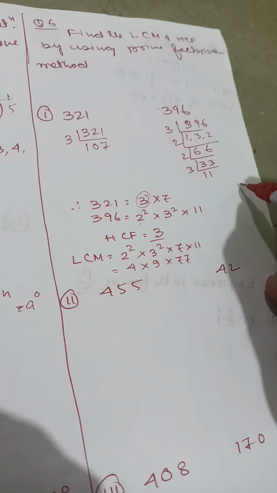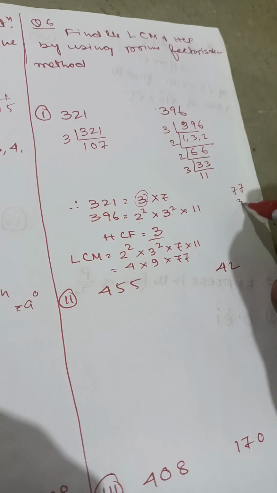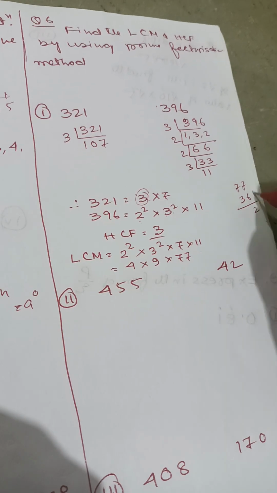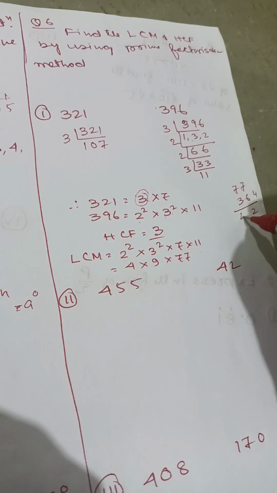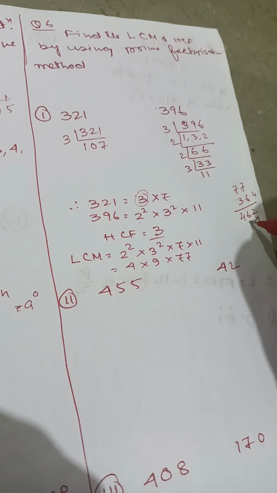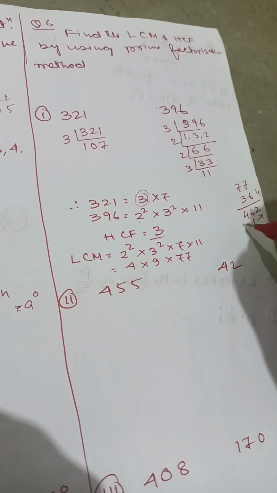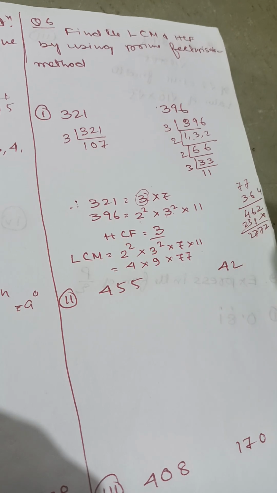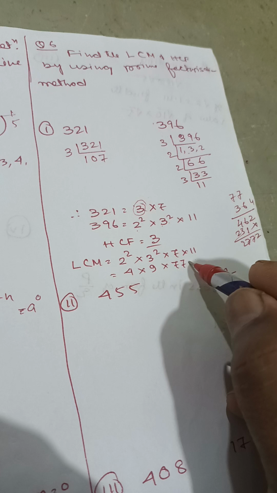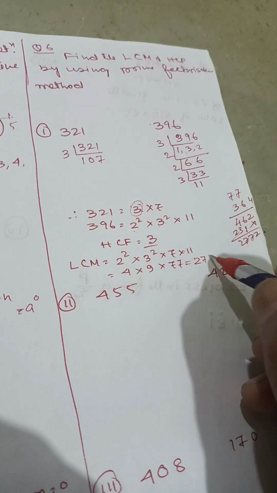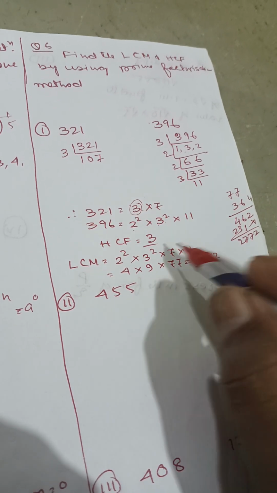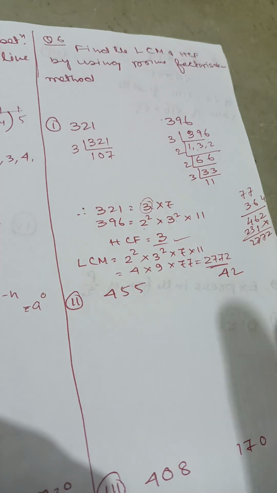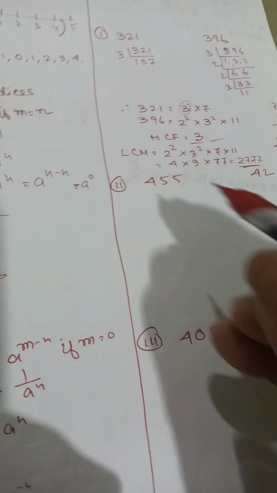So what is their product? I am multiplying here: 6 7 is 42 and 4 46. Here 3 7 is 21, 2 23. So 2 6 1 7 4 3 7 2. So the answer will be 2 3 7 2 7 7 2. This is the LCM and that is the HCF. So this is the question asked here.